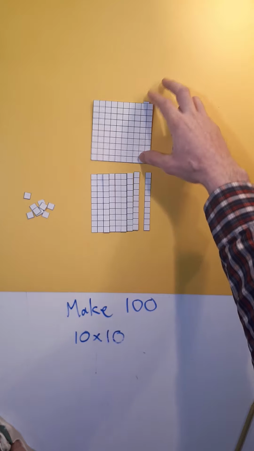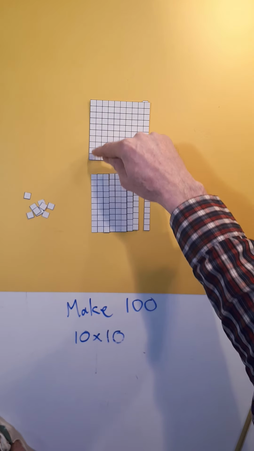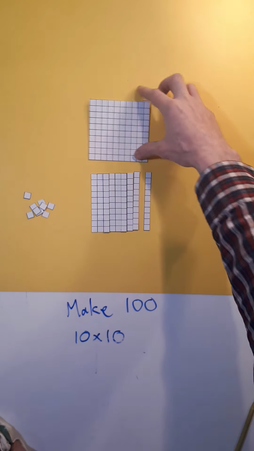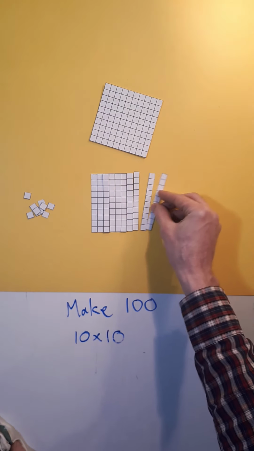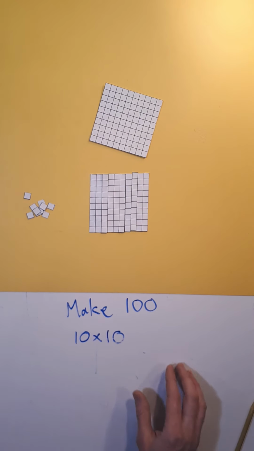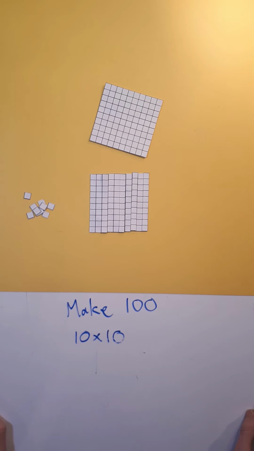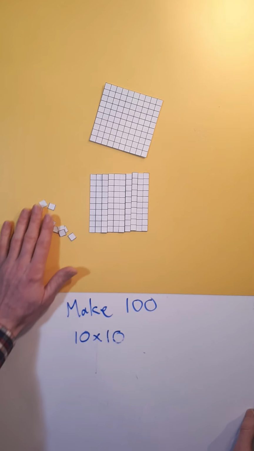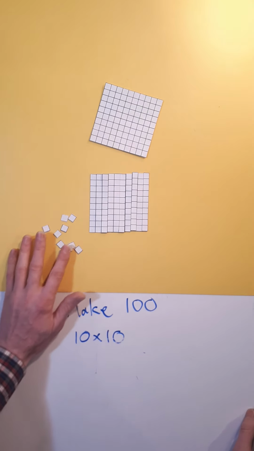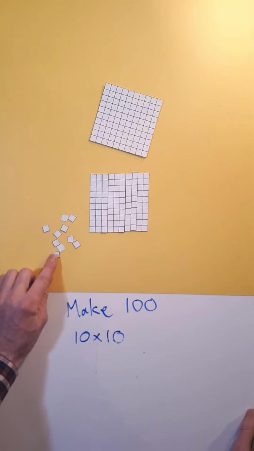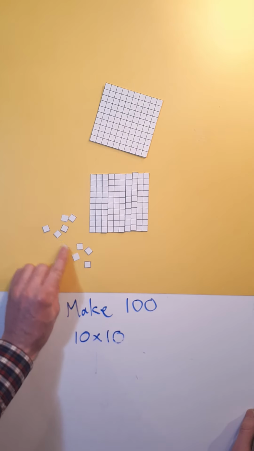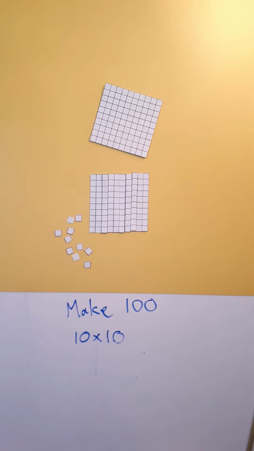So no matter how you make it, this is a group of 100, and here we have 10 groups of 10, and I don't have enough of them, but if we really wanted, we could use 100 of these individual singular blocks. So let's write that down.